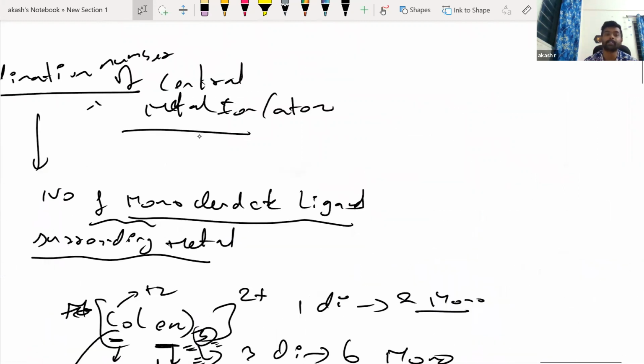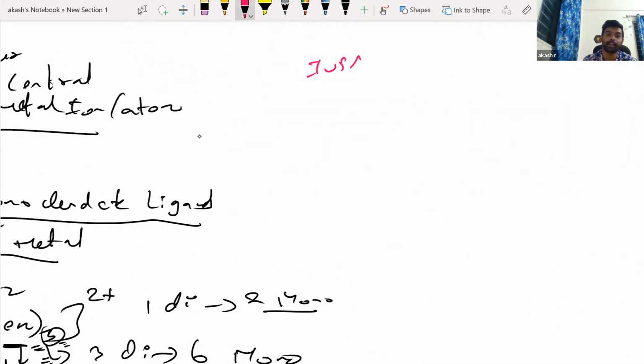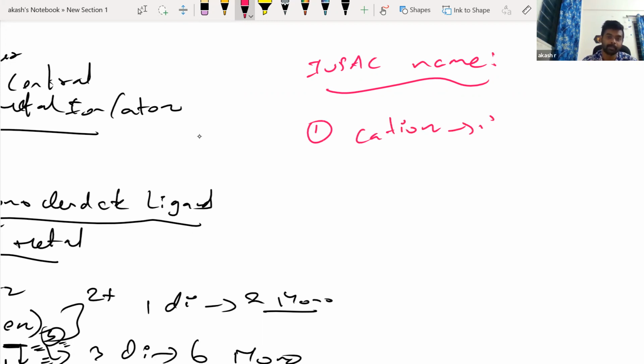So today we will be seeing how to write the IUPAC name of a coordination compound. There are certain rules which you have to follow. The first rule is that you must always name the cation first, and only then the anion.